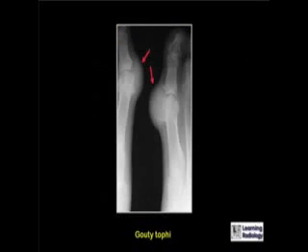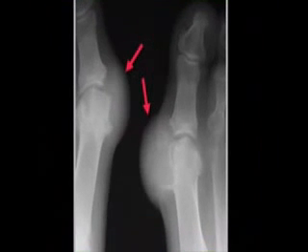This is an example of gouty tophi that are partially calcified, involving both the right and left metatarsophalangeal joints of the great toe. You can see there are associated erosions of the first metatarsophalangeal joints, and there are large soft tissue masses associated with the erosions, which are slightly denser than the surrounding tissue.